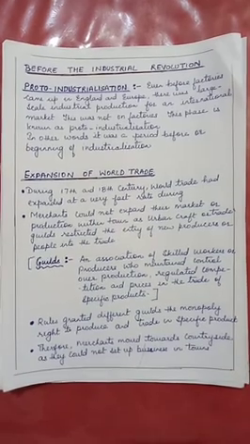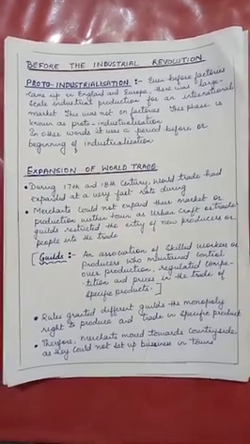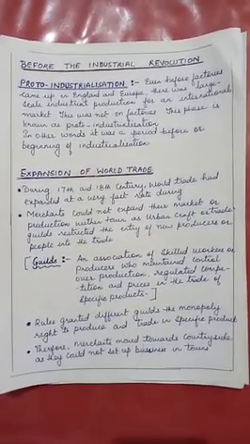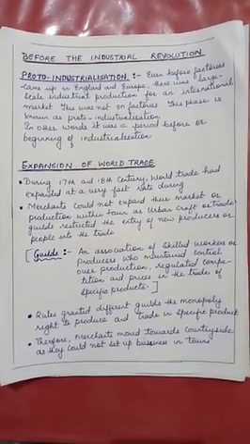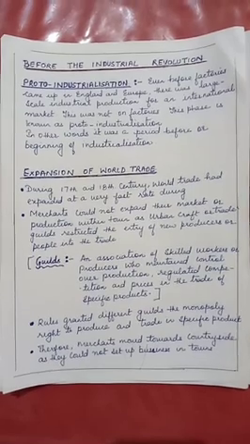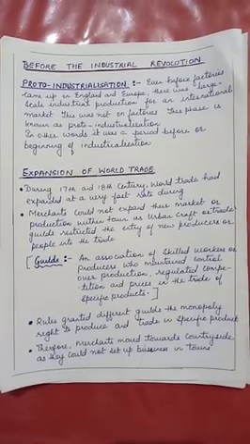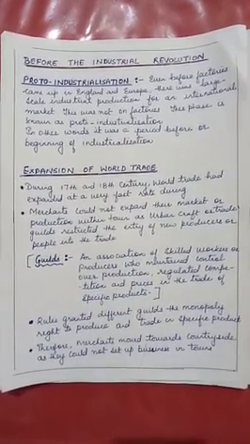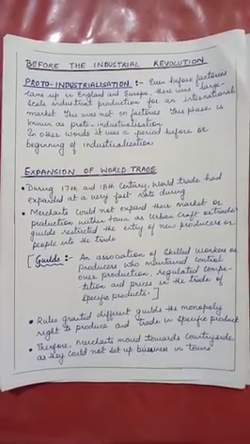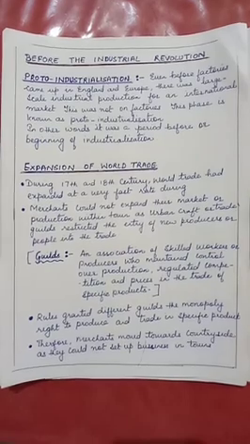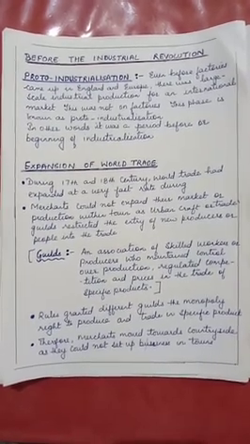Then we come to the expansion of world trade. World trade expanded at a very fast rate during the 17th and 18th centuries. The producers in the towns failed to produce the required quantity. The merchants could not expand production within towns as urban crafts and trade guilds were very powerful and restricted the entry of new people into the trade.